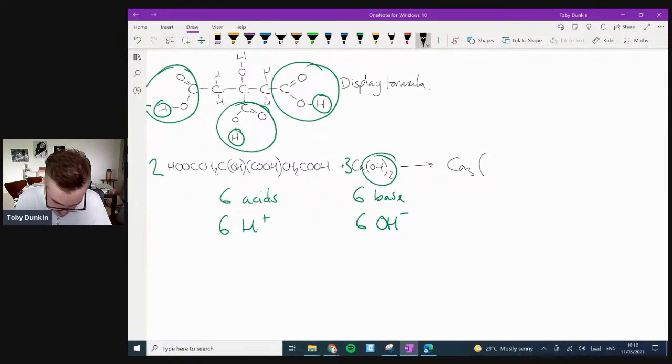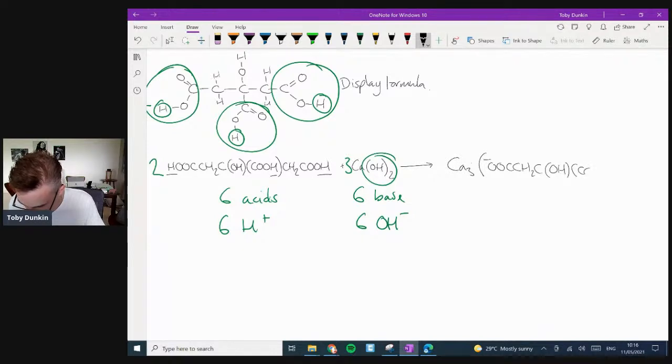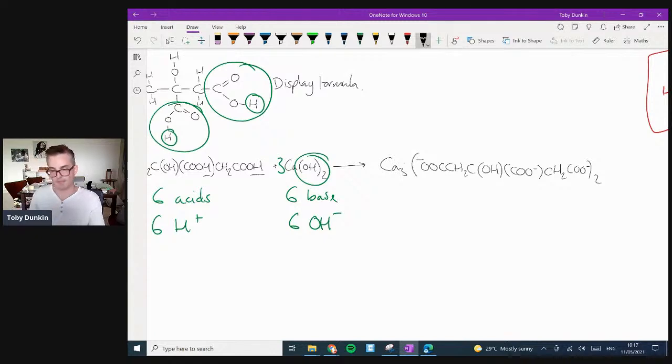Then I lose this H, I lose this H, and I lose this H. So COO minus, C, by the way, this is like first year degree chemistry. OH bracket COO minus, close brackets, CH2 COO minus, close brackets, 2. And we're done.